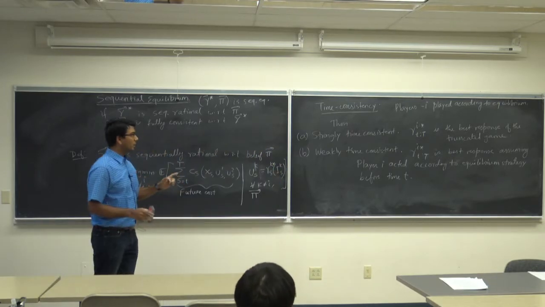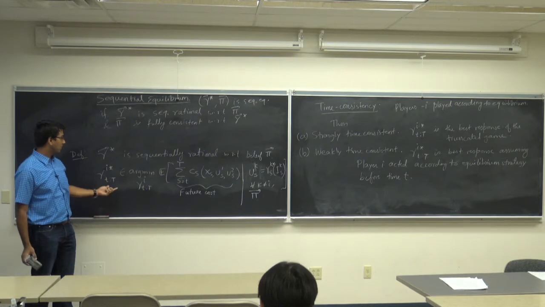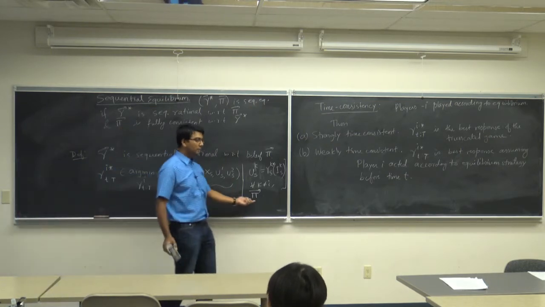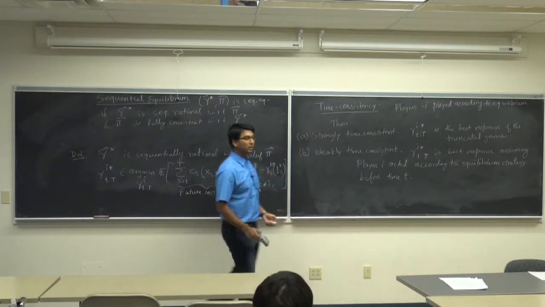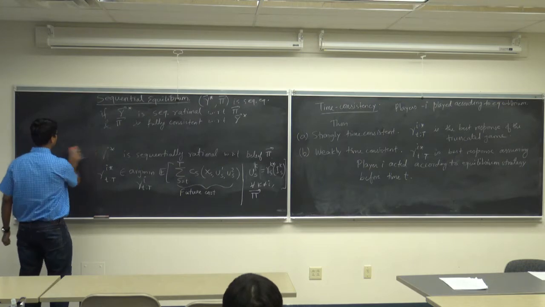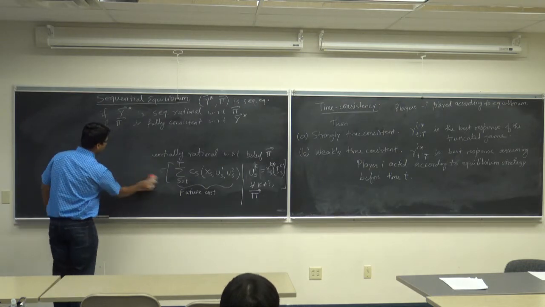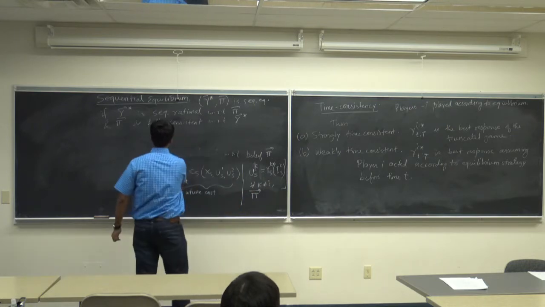Okay, so I want to give you an example. I gave you the example of strongly time consistent and weakly time consistent. So depending upon whether this belief changes based on how players have acted before time t, you can have a weakly time consistent or a strongly time consistent strategy. But I'll give you an example where you have a time inconsistent strategy.